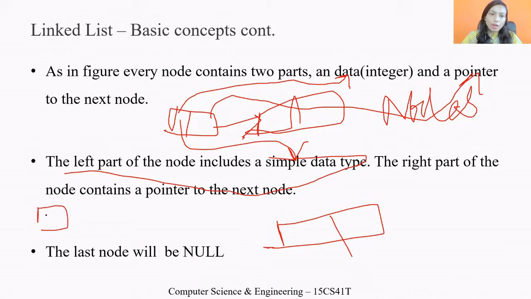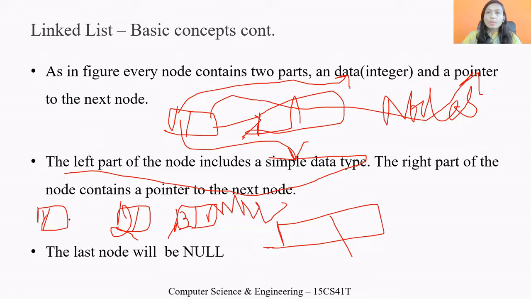So here, if you have nodes like this, maybe you have 1, 2, 3 data, and this is null. The last will be null because it will not point to anything. From 1 you will have address of second, second node will have address of third. The last node will be null.